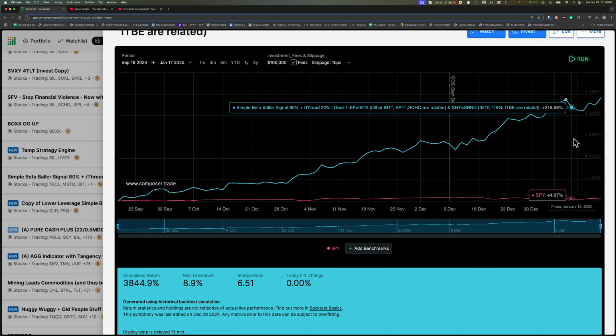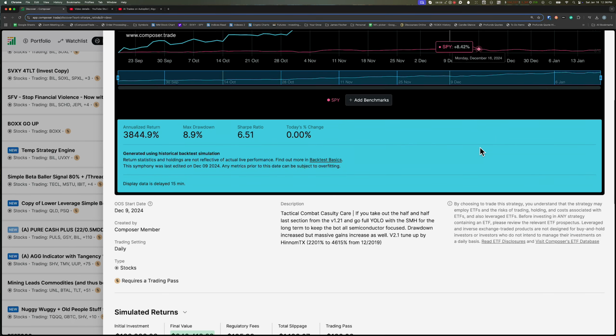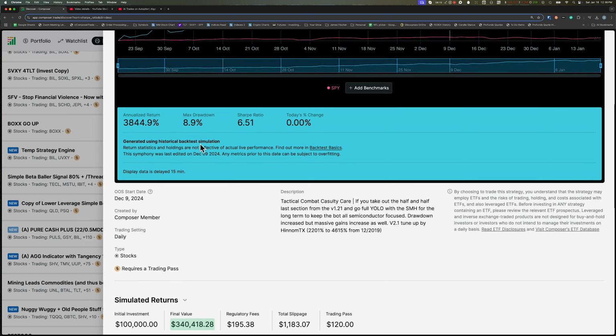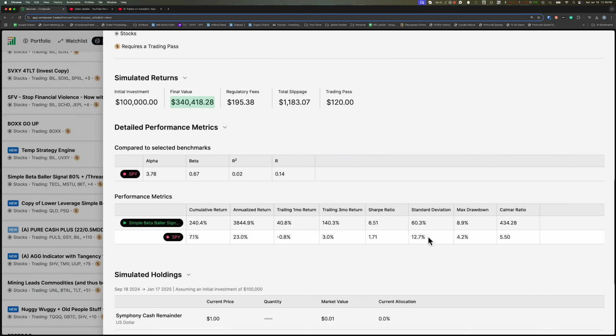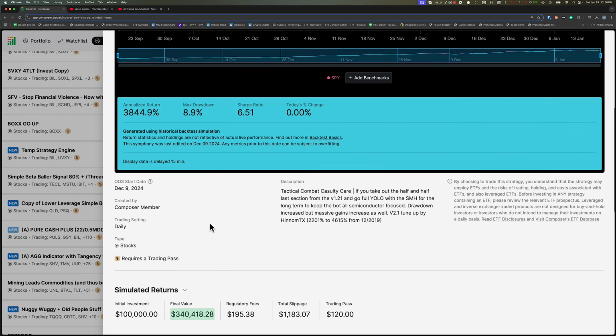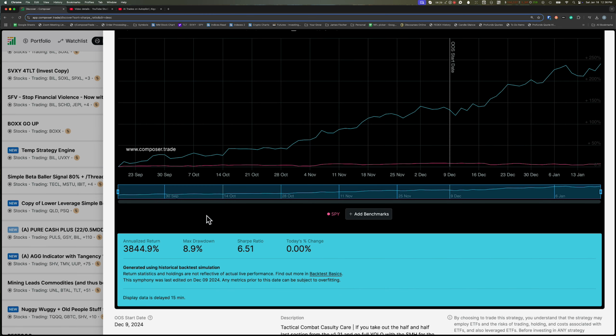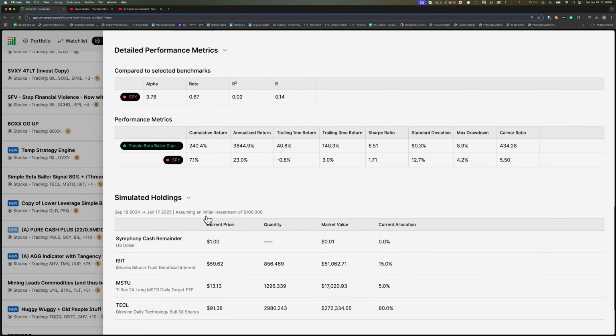And let's look at how this one does. So it's got a very high Sharpe ratio, and the drawdown is not that bad right there. Drawdown on the SPY is 4.2. This is more than double it, but look at the return. You're getting 240% return, or actually this is just over this period. So it can be wild, the returns you get, right?